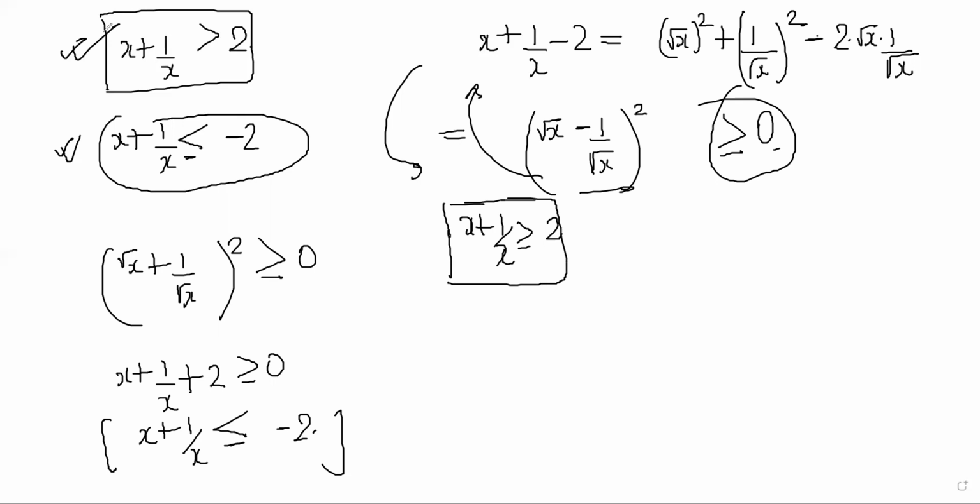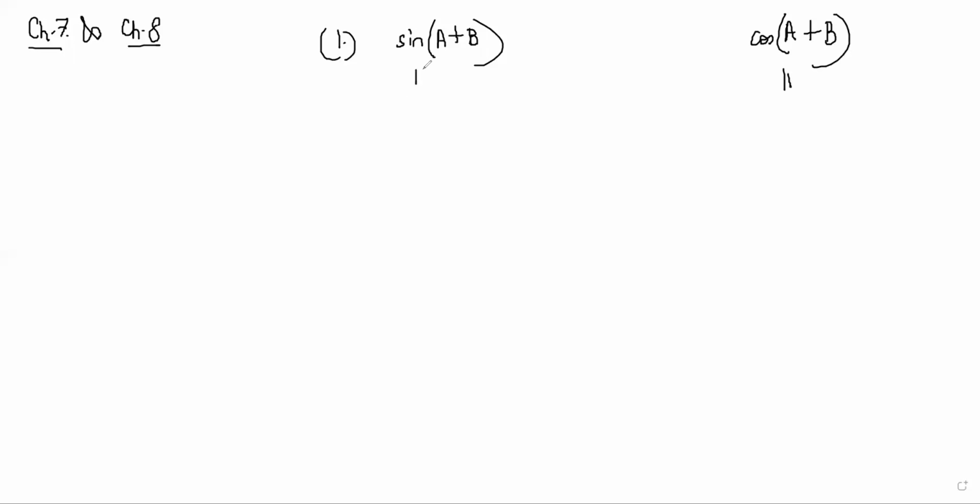We will actually move on. We'll go to chapter number 7. Chapter number 7 and 8 are related and very important. So here what we'll be learning is the sine of, say, a plus b and cos of a plus b. A and b are two angles. So we'll be learning what these are. This is sine a cos b plus cos a sine b.